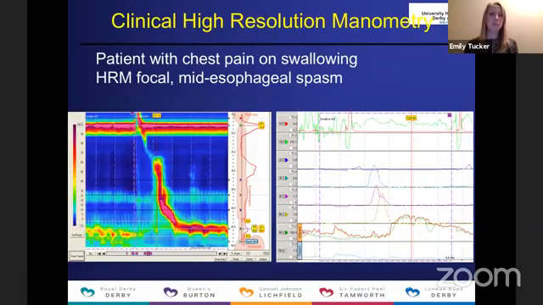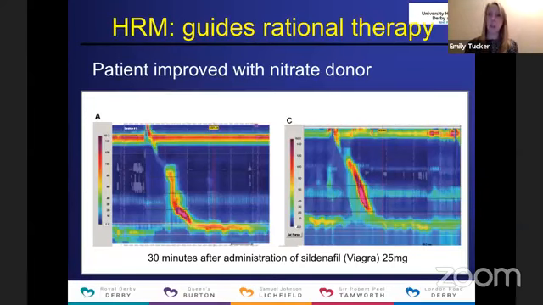Okay. So this is a patient with chest pain on swallowing, and what you can see here is some focal mid-esophageal spasm in your high resolution manometry. So you can see that that's occurring a little bit too soon. They were given a nitrate donor, sildenafil, which improved their symptoms. It's difficult to use in this scenario because it's obviously off license, and it isn't an area that I think is particularly worthwhile for sildenafil to explore anymore.